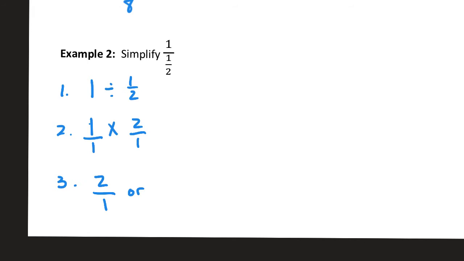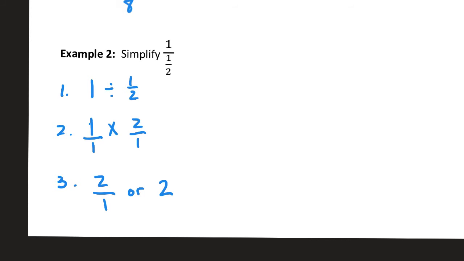Let's try another one. We're going to simplify 1 over 1/2, right? So first step, okay, write as a division problem. 1 divided by 1/2. Step 2, multiply by the reciprocal. 1 times the reciprocal of 1/2 is 2 over 1. Okay, then we're going to simplify. We're multiplying. We can make that a fraction too if that makes you feel better. 1 times 2 is 2. 1 times 1 is 1. So 2 over 1 or 2.